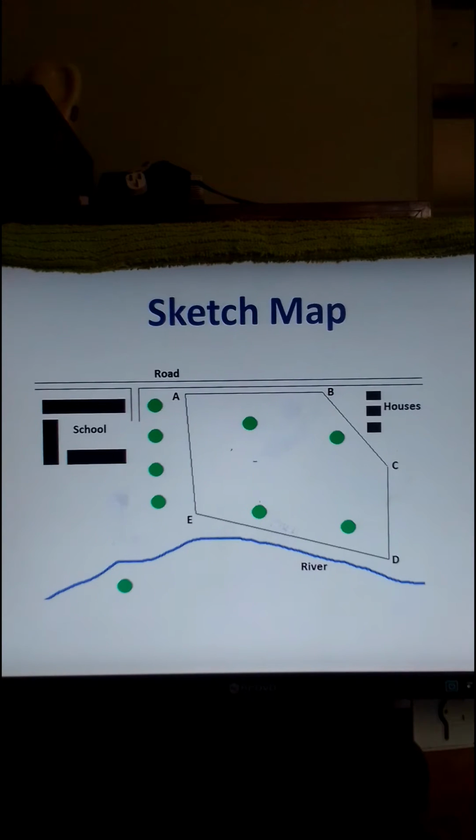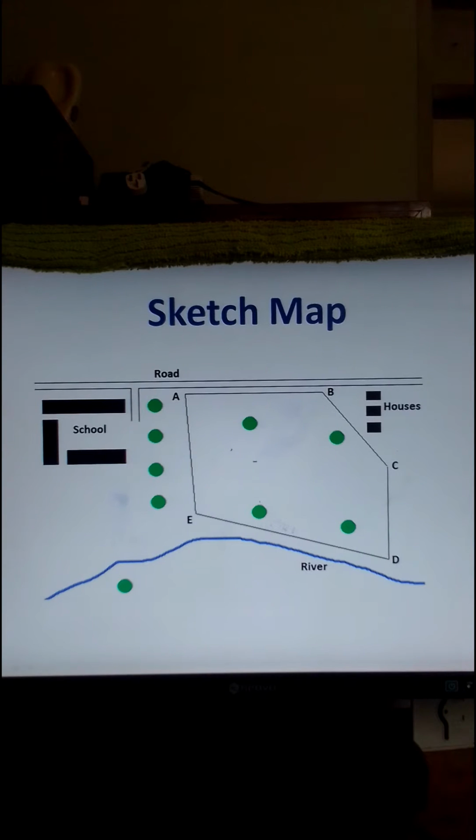After you have done the reconnaissance survey, you make a sketch map of the area to be surveyed. So this is an example of a sketch map, and a sketch map is made using freehand. You don't do it to scale, you just use your freehand. So in this sketch map, we have a school, we have trees, we have the road, the river, houses, and then we have the survey stations which we have fixed in your reconnaissance survey.